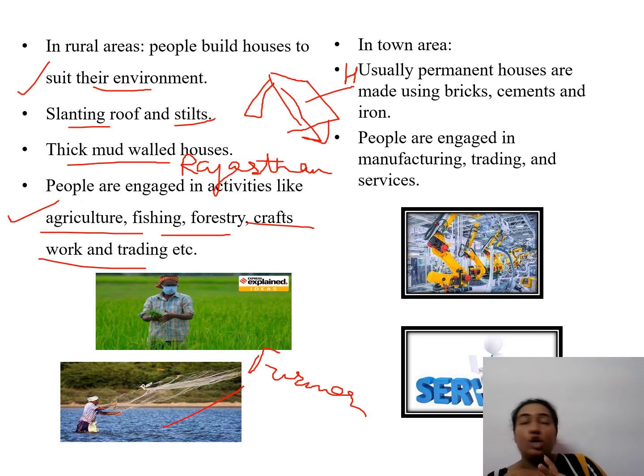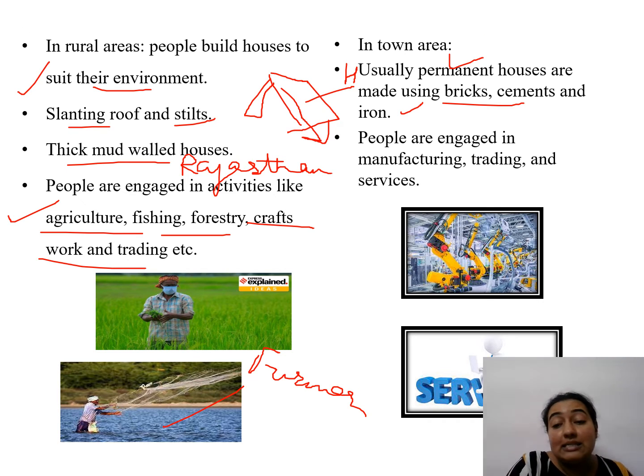So look around yourself and observe what is the type of settlement. You can see permanent houses. Can you see a brick house, a mud house there? No. We can see permanent houses using cement, bricks and iron pillars. People are engaged not in primary activities. Farming, fishing, foresting, these all happen in villages.